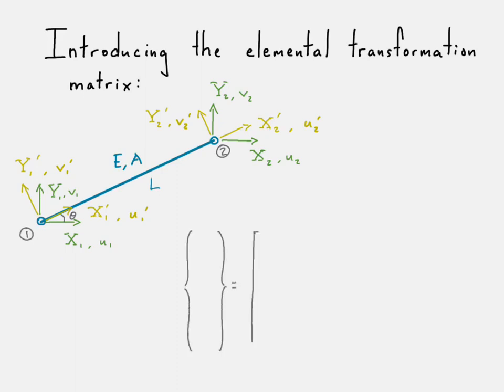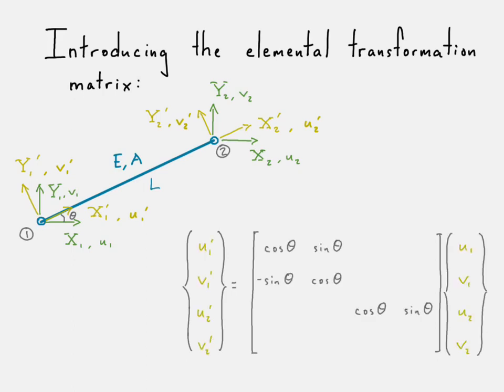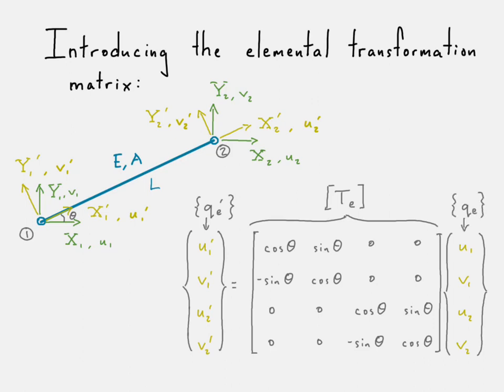And so we can go ahead and write our equation as follows, where we have this as our elemental transformation matrix. This is our displacements for the element in the element's own coordinate system, and this is our displacements for the element in the global coordinate system. So really all we did is we took that transformation matrix from the previous slide and we just applied it both at node 1 and node 2.